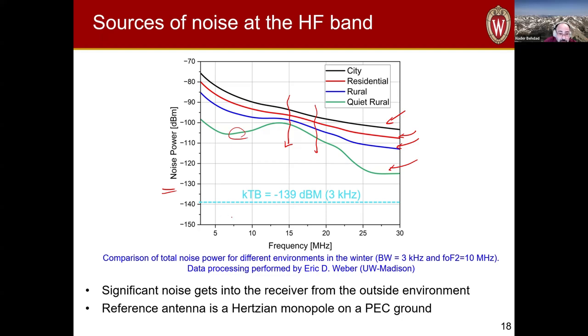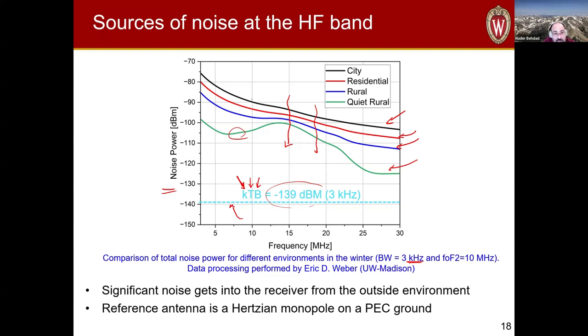What I've also plotted here on this horizontal line is kTB. This is basically the absolute thermal noise that you'll have at a given temperature. This is kTB at room temperature, let's say 20 degrees Celsius, and for a bandwidth of 3 kilohertz. B is my bandwidth, T is my temperature, and k is the Boltzmann constant. For a bandwidth of 3 kilohertz, the thermal noise that you'll have in an impedance matched resistor is going to be about minus 139 dBm or so.